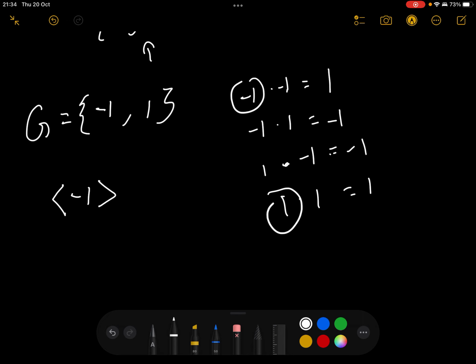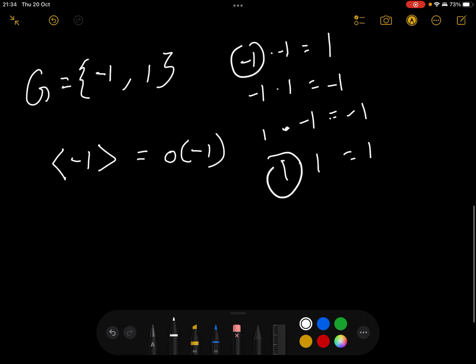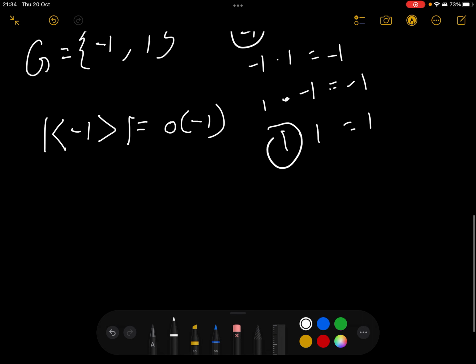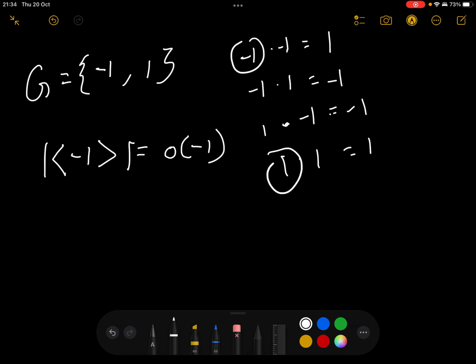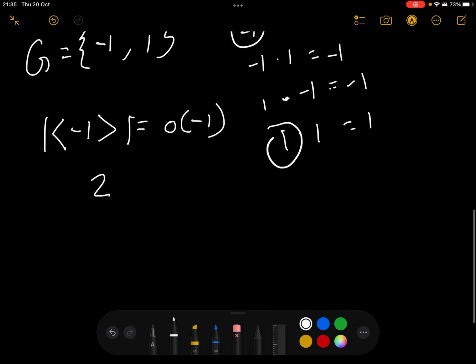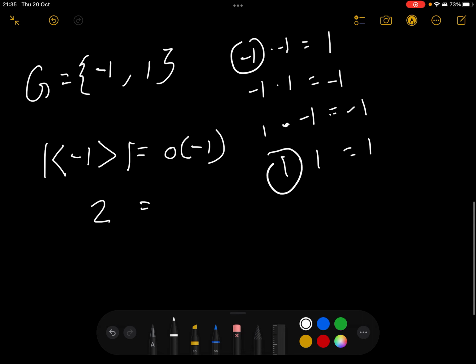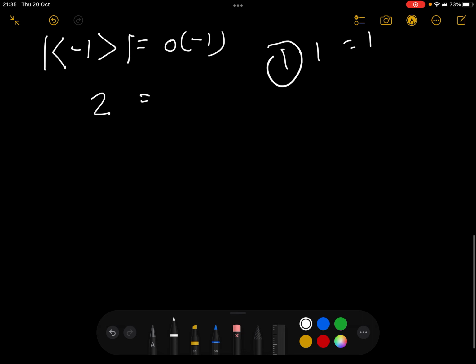And we have something called the order. The order of -1 in this group is the cardinality of the cyclic group generated by -1. So it would be 2 basically. And similarly, you can see the order of 1 in that group would be 1.